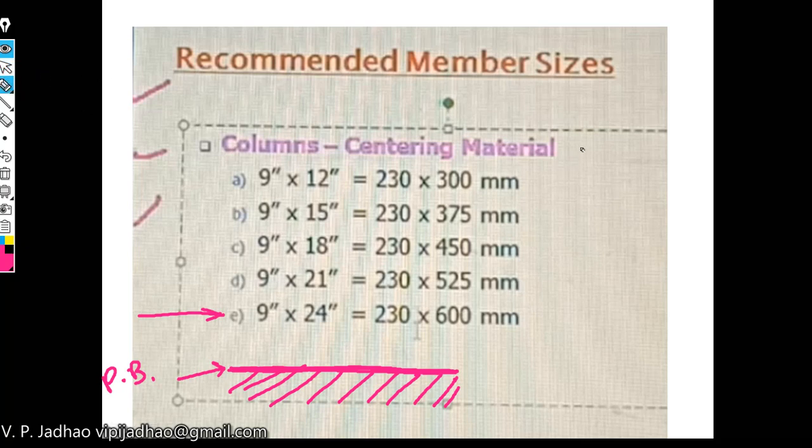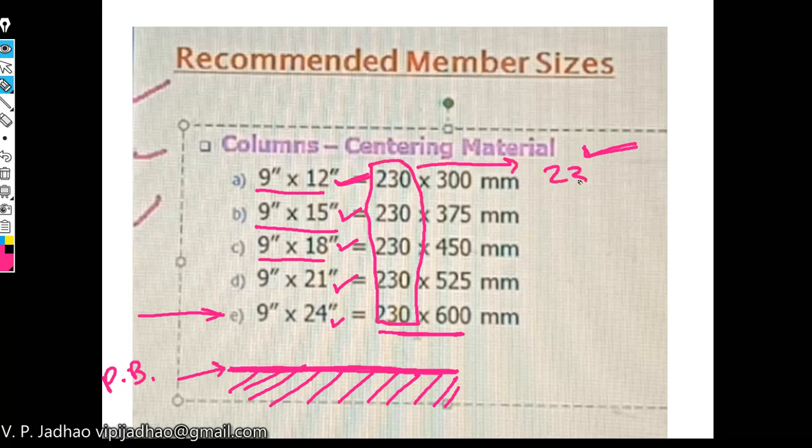Now for your columns, generally these sizes are recommended: 9 inch by 12 inch. We'll start the design with a 9 inch by 12 inch size, then we have 9 by 15, 9 by 18, 9 by 21, 9 by 24, that is 230 by something. This value is fixed. Why is this value fixed? Because generally the walls are provided with a thickness of 230 mm.